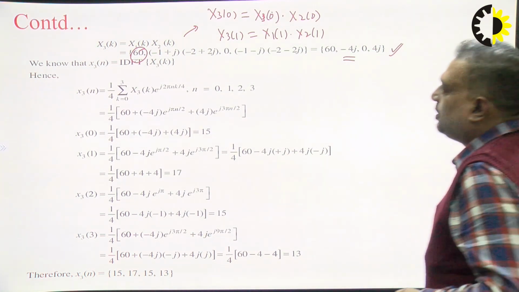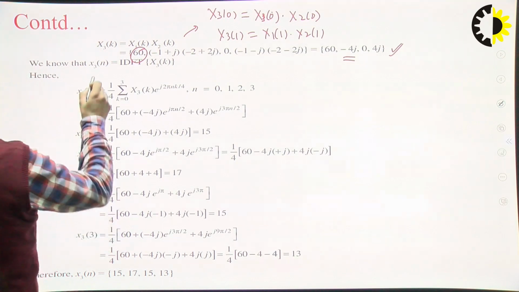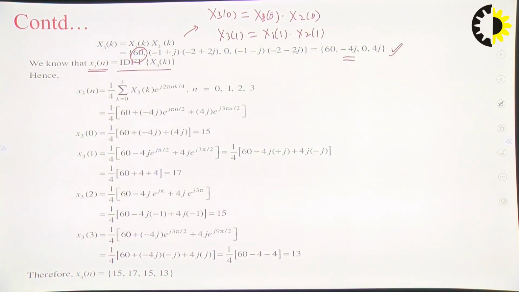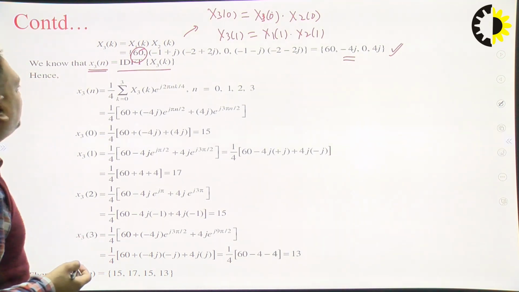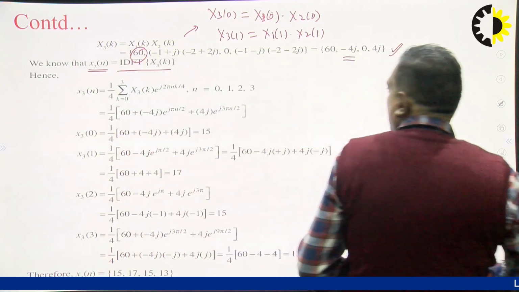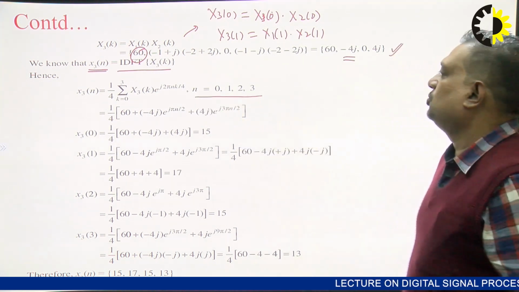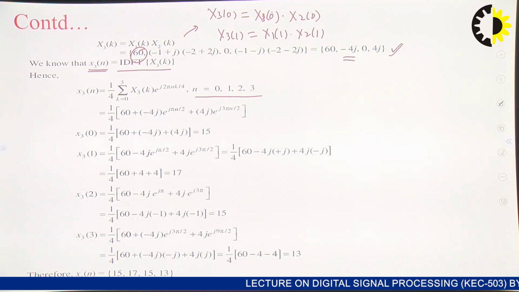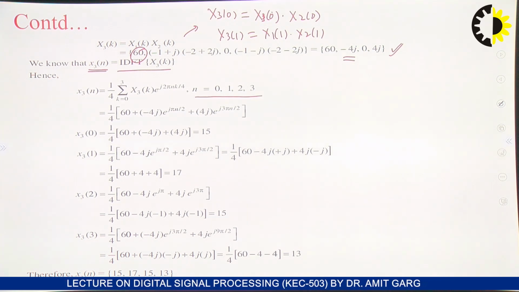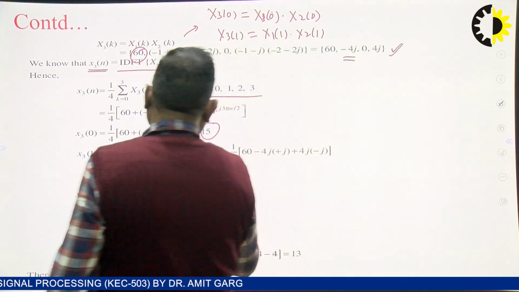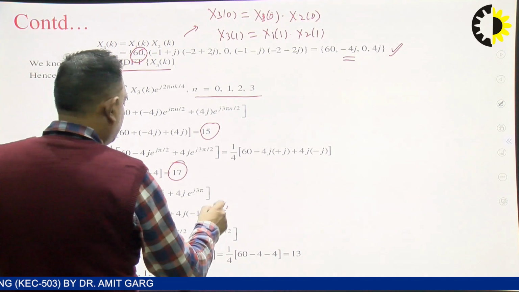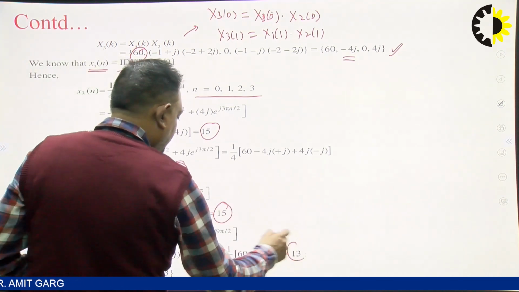Now, once you obtain x3k, then we can obtain x3n, which is simply the IDFT of x3k. According to the IDFT definition, the formula is x3n equals 1 upon n summation k equals 0 to n minus 1 of x3k e to the power j 2 pi nk by n, and here n varies from 0 to n minus 1, that will be 3. Now you know the value of x3k. So with the help of the values of x3k, you can find the values of x30, x31. You can see here x30 is 15, x31 is 17, x32 is 15, and x33 is 13.